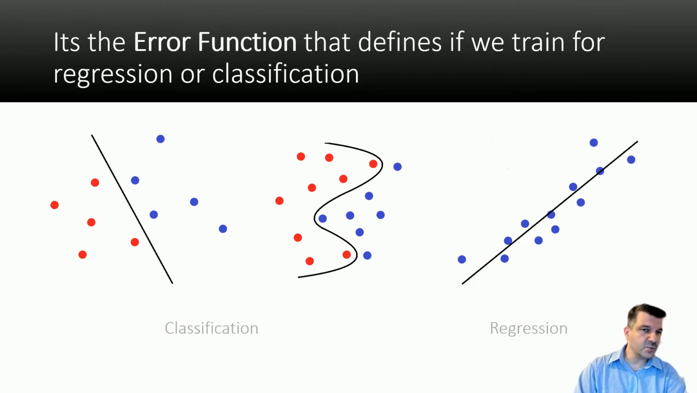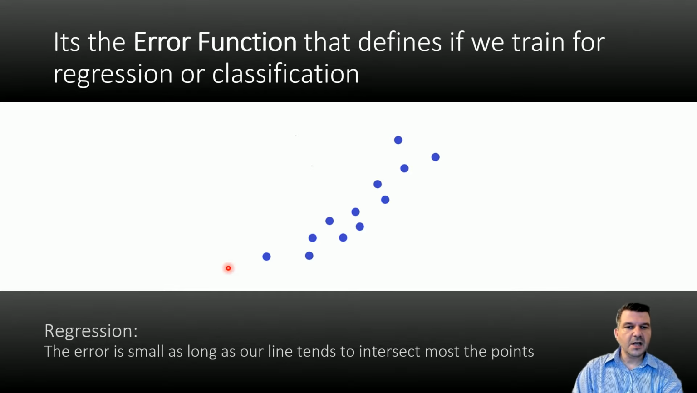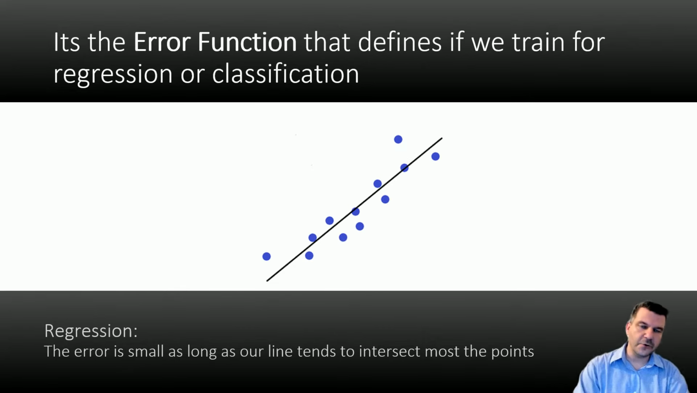Well, for regression, as we said, we try to come up with the function that best goes through our points, right? Now, as you see, the error in this case should be measured in a different way compared to this line here. So what I mean by that, all right, let's make this a little bit more clear. Let's take this regression example and play a little bit with that, all right? So here, we say that the error is small as long as the line tends to intersect most of our points. So this would be a small relative error to our points, okay?